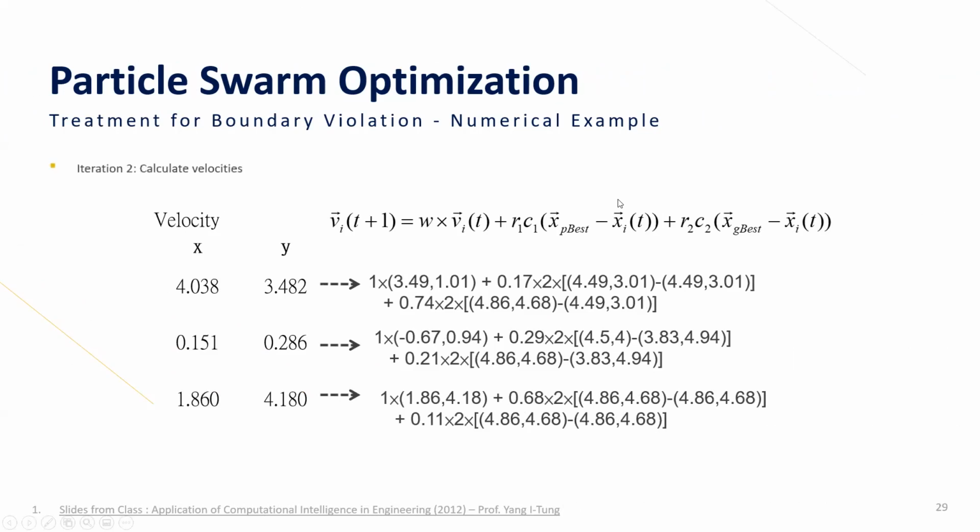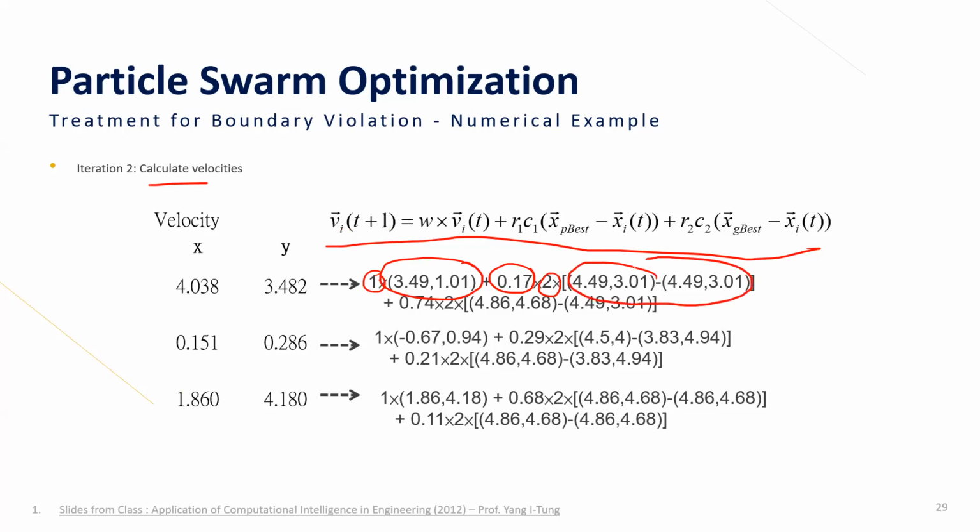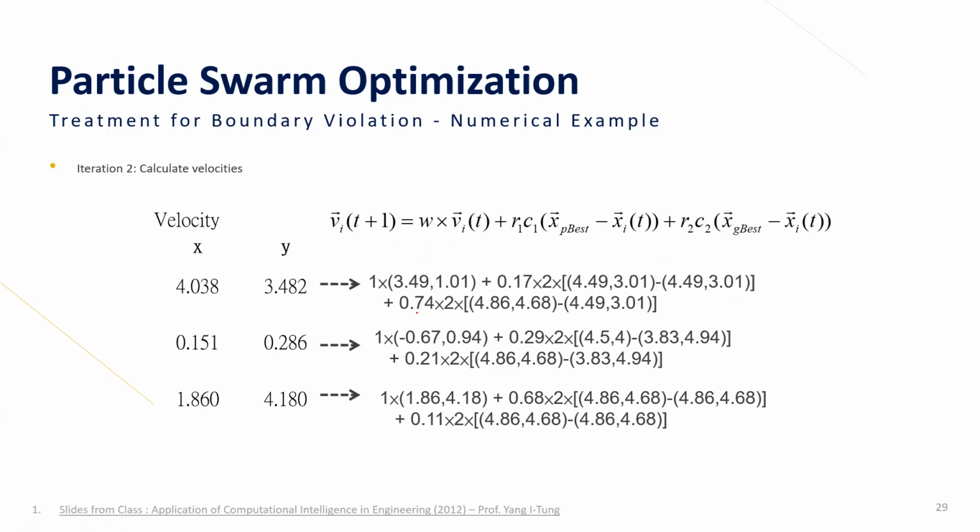Okay, now we continue to the next iteration where we need to calculate the new velocity. Calculate the new velocity using this approach. How do you calculate this? Yeah, the same way. The w multiplied by the previous velocity, plus random number multiplied by c1 multiplied by the difference between the personal best and the current location. Okay, the last one is r2, random 2, multiplied by c2 multiplied by the difference between the global best and your current location.